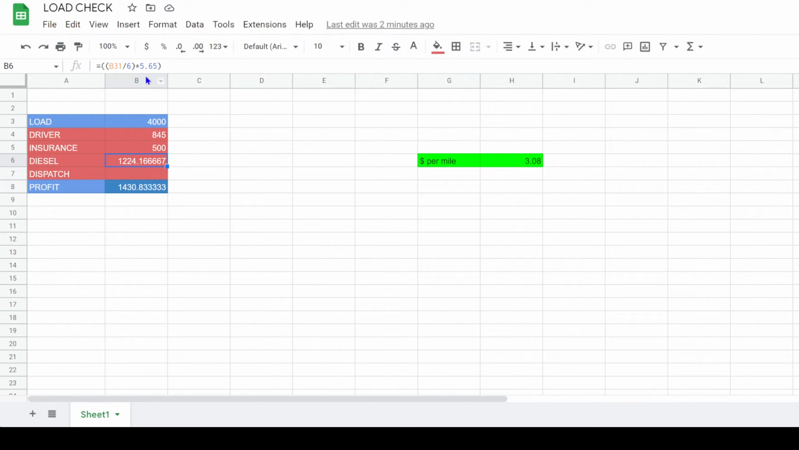Diesel, I have it set at $5.65. We actually put diesel at $5.71 in New York. So technically, this is off. In fact, let's change it. Let's go ahead and put that in. There you go. So now we're actually talking with the actual numbers. Diesel price 1,235. Sometimes it goes over that.